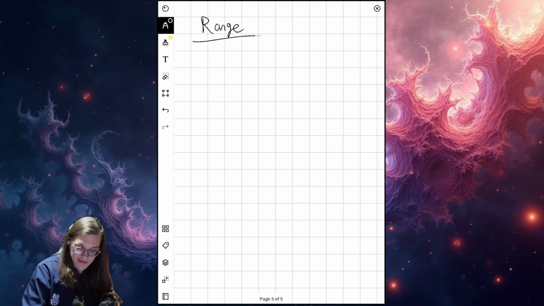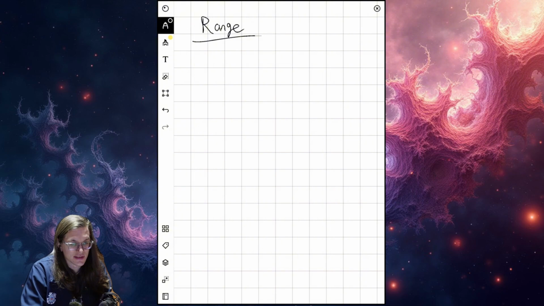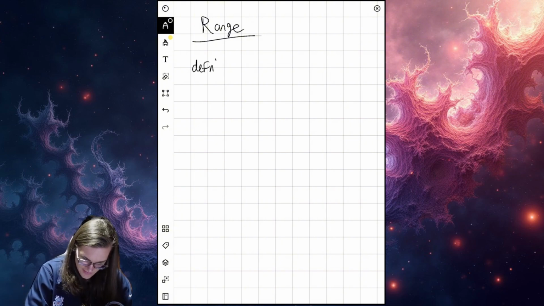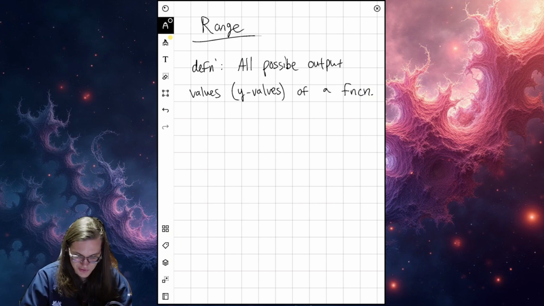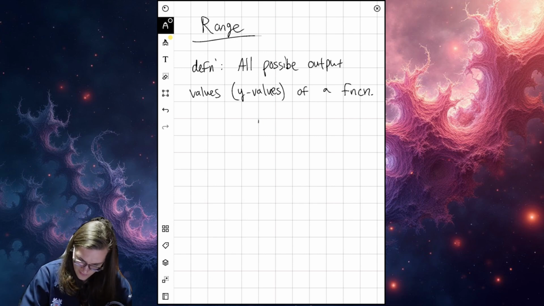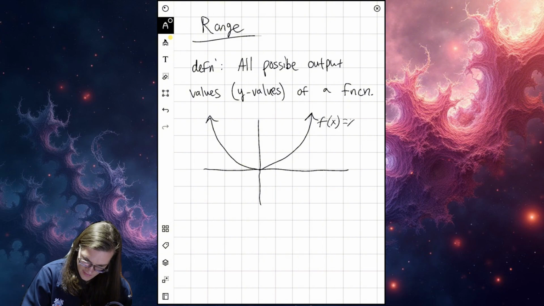Range, you may have guessed, is, what's my technical definition again? Range, if I give the technical definition, will be all possible output values, which are y values, of a function. So basically, what y values do you get out? And I'll go back to our parabola, right? If this is f of x equals x squared, remember the domain was all real numbers or from negative infinity to positive infinity, not including the infinities, right? That was the domain, or the x's that can go into the function.